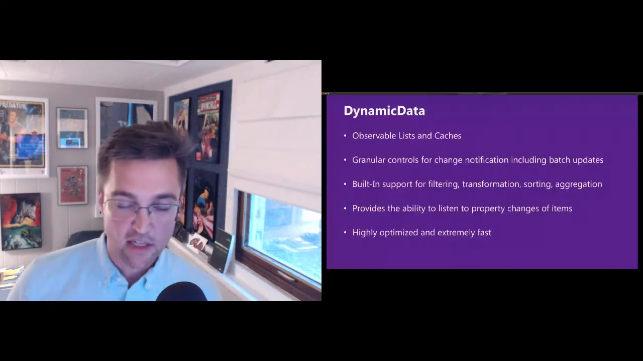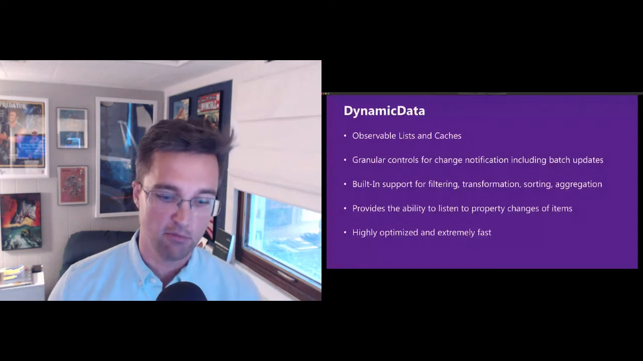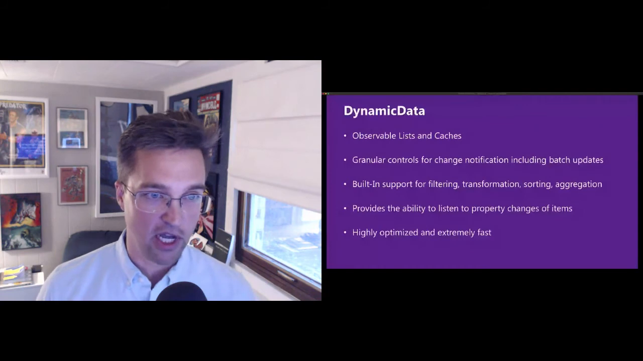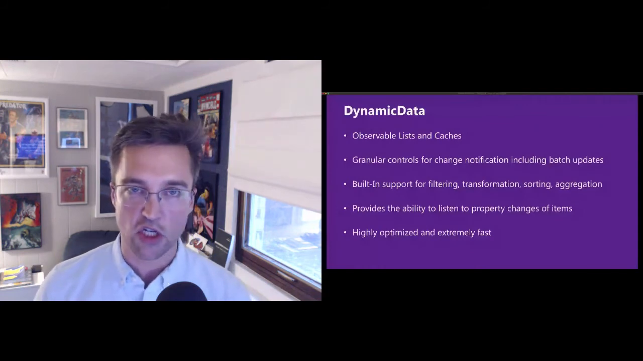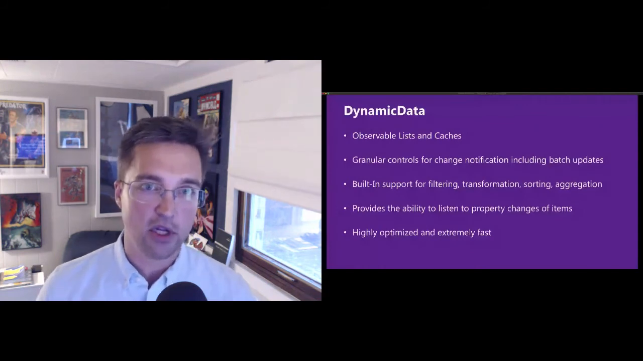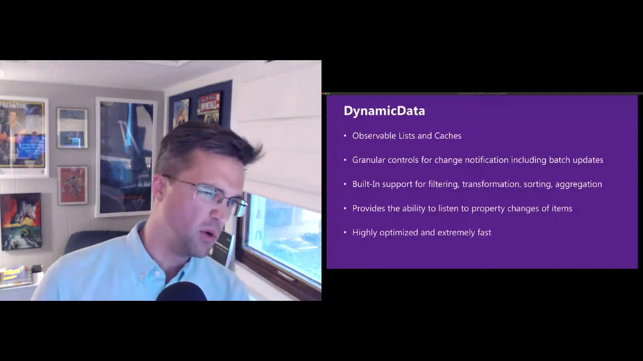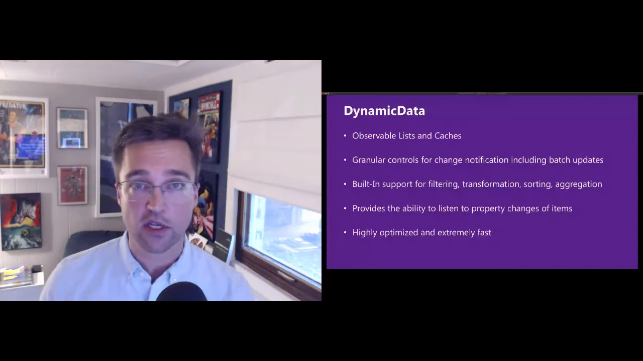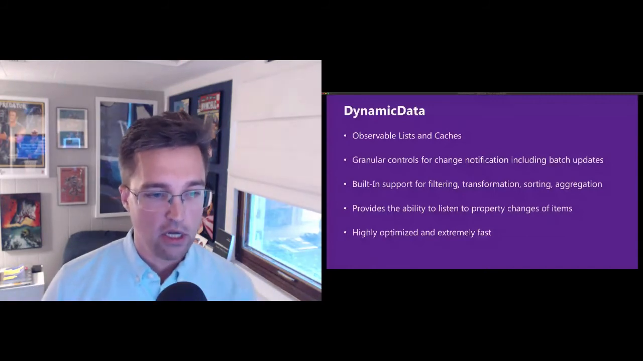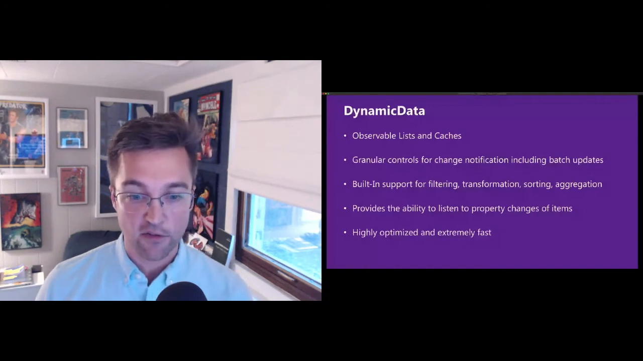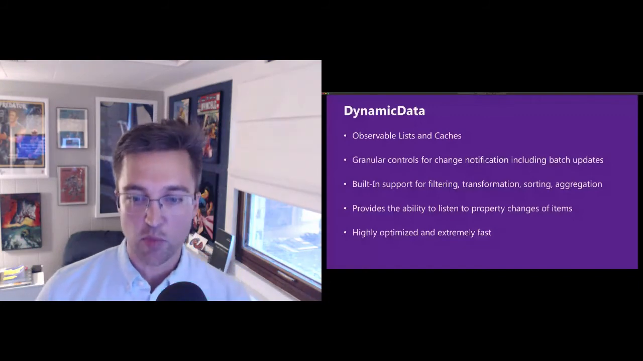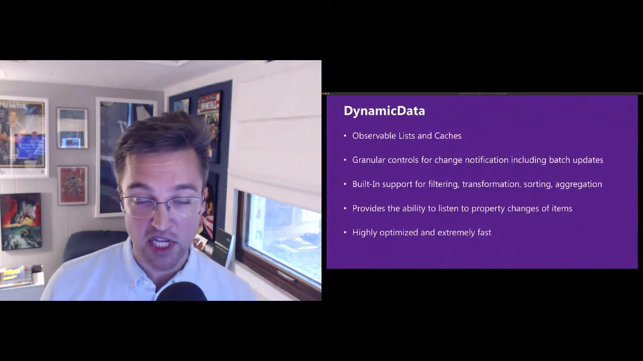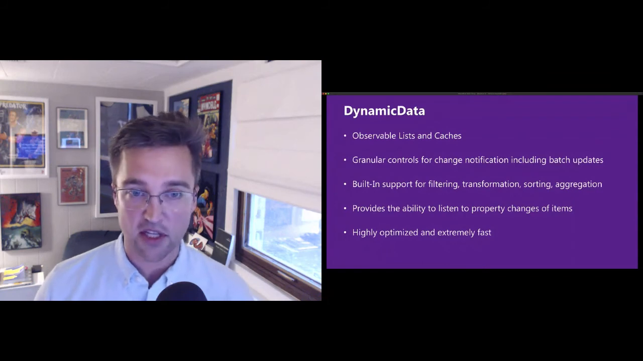Now, dynamic data, like I mentioned before, is sort of the superhero version of that observable collection. We've got super granular controls for change notifications. We've got inline ability to filter our data, maybe if we don't want certain values to come through. We could transform our data, sort it, aggregate it, do things like counts to it, all built in. And it's extremely optimized and very fast, right? This was originally built to help support highly transactional data, and so performance on this is pretty fantastic.